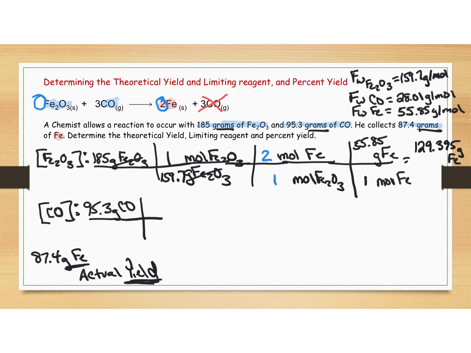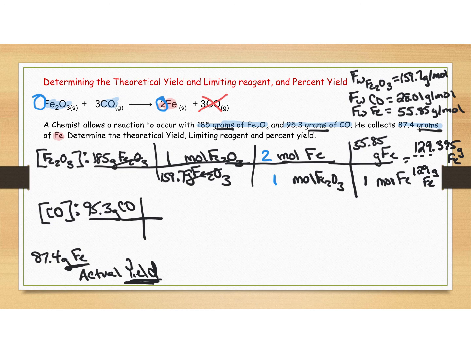Now, when we do this, we'll have to remember I only am as accurate as 3 significant figures. So my answer is going to be just 129 grams of iron. Let's do the other reagent.